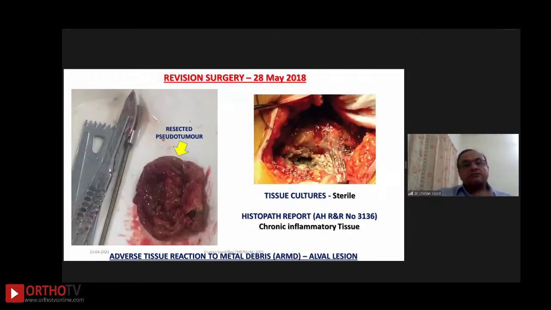So that's the entire pseudotumor taken out, or only a part of it. It was widespread, no doubt about that. Histopath report, same, it reported a chronic inflammatory tissue, which is commensurate with this.